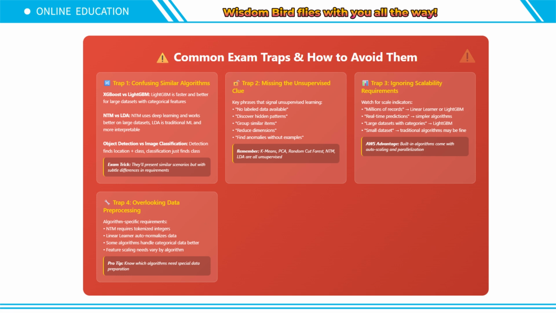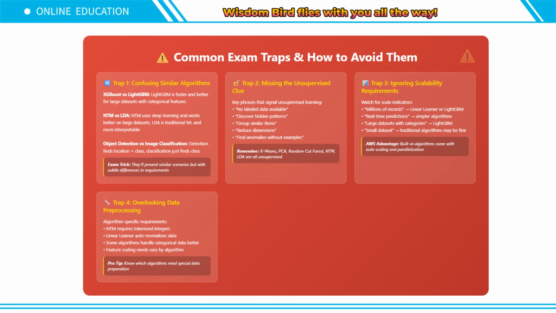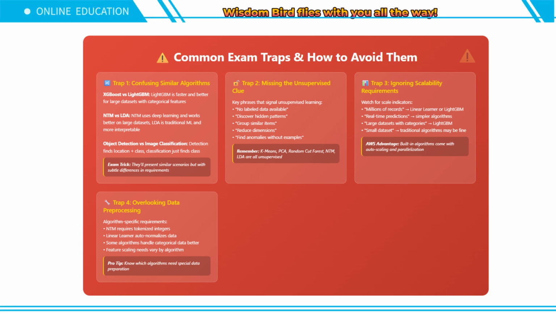Trap 4: overlooking data preprocessing needs. NTM requires tokenized integers. Linear learner auto-normalizes. Some algorithms handle categorical data better than others.